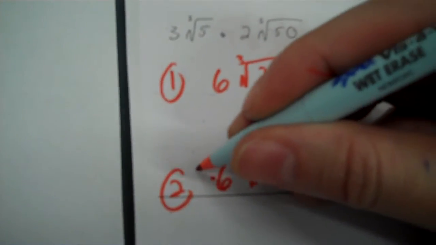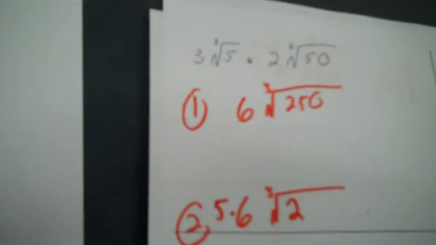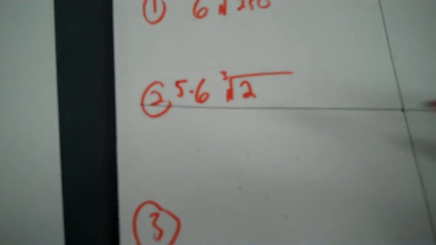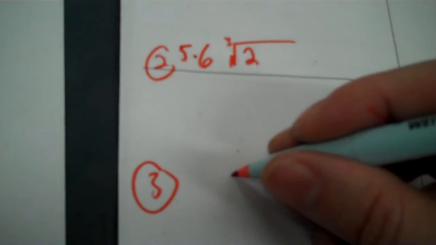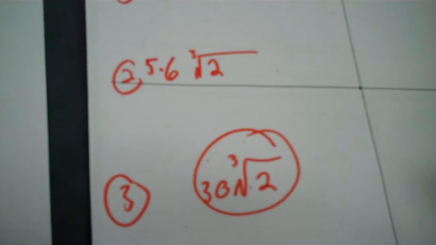Now remember what I do with that 5, I put a little times 5, that goes in the front. Okay, we'll put that in the front, and then that 2 stays inside. The second one always stays inside. Then the last step, I take 5 times 6, it's going to be 30. So 30 with a radical 3 over 2.